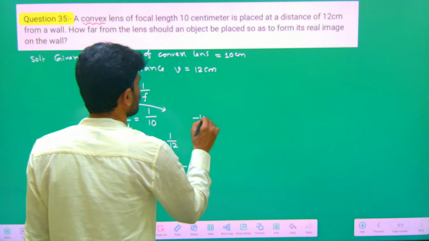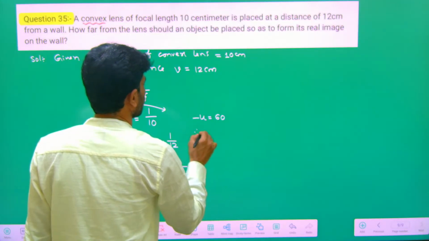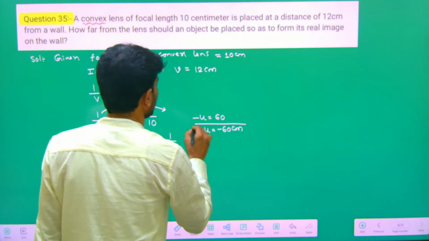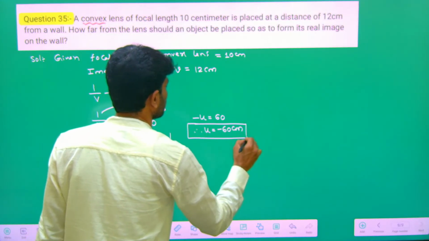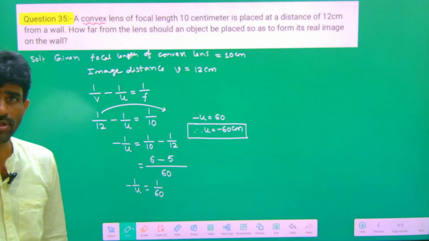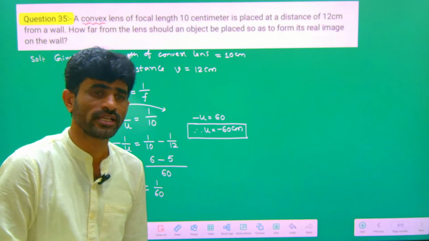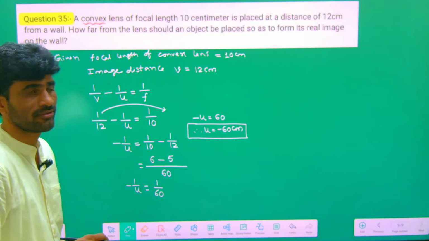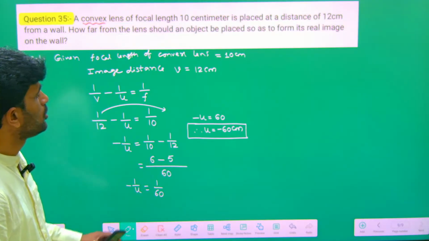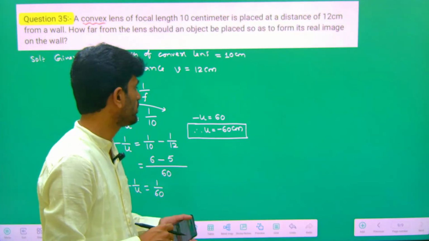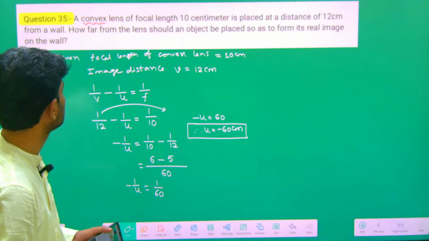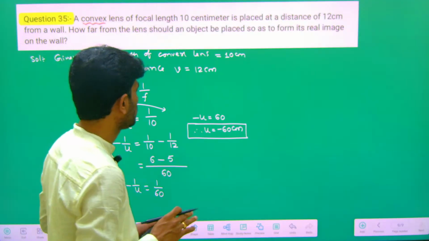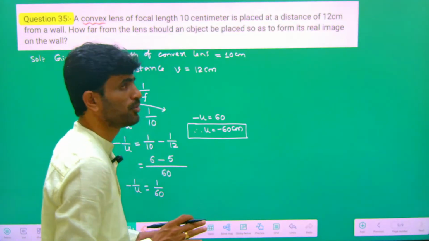That means minus u is equal to 60. Therefore u is equal to minus 60 centimeters. You have to get object distance always negative. If you get object distance positive, your answer is wrong, so you have to go back and check where you went wrong. So we got object distance negative. Now, where should the object be kept to form an image on the wall? The object should be kept at minus 60 centimeters from the lens so that a clear image forms on the wall. Hope you understood this problem.